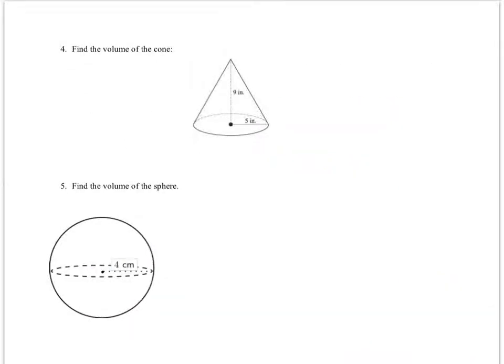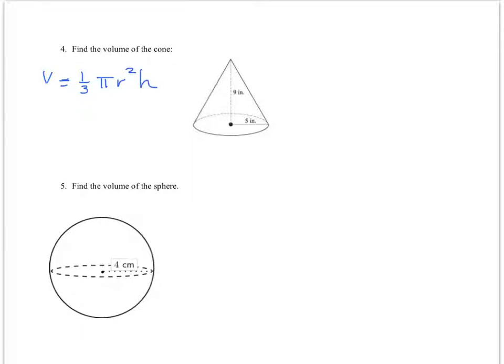Okay, we only have 2 more three-dimensional objects that we're going to do. We're going to get the volume of a cone, and the volume of a cone is actually 1/3 of the volume of a cylinder with the same radius and same height. So super cool. So here is the formula. It's 1/3 pi r squared h.